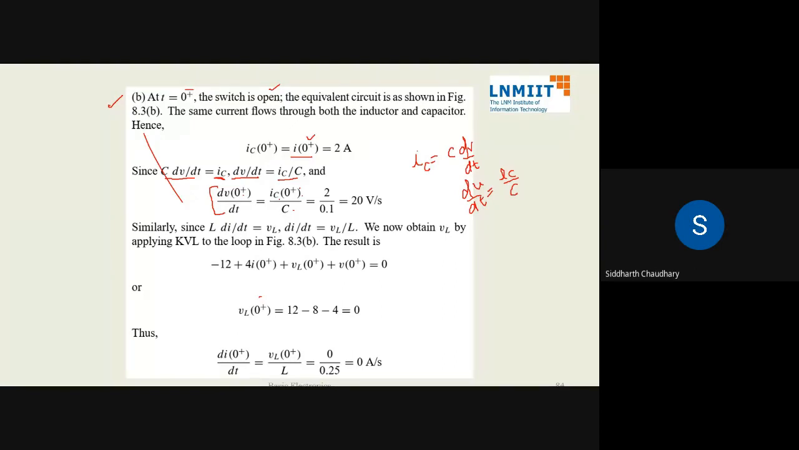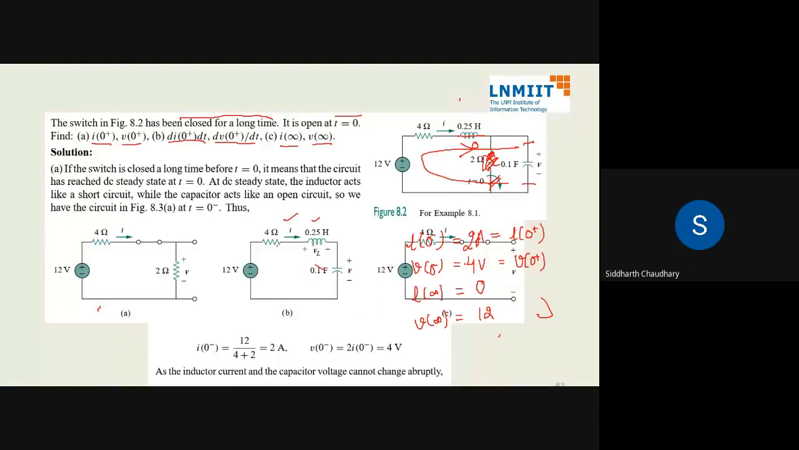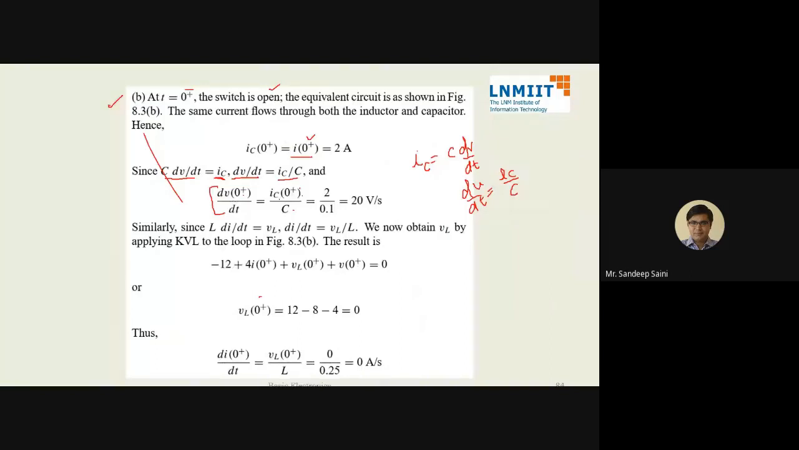Due to inductance, the current will not change instantaneously. So that current which we calculated, which was the inductor current, is the same as the capacitor current, the same as the resistor current. And because the inductor current cannot change immediately, the loop current will not change immediately. And that is how I calculated dV by dt with the help of IC at 0 plus divided by C. Is it fine with everyone?